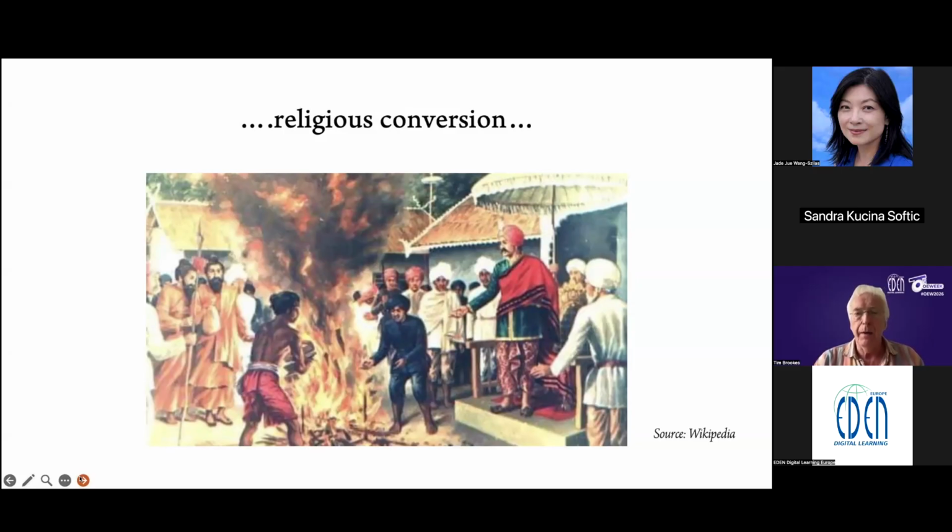And when that religion or that sacred practice has been changed or overthrown, then destroying documents associated with the former religion has been a common practice. This one is actually happening in India in this painting.